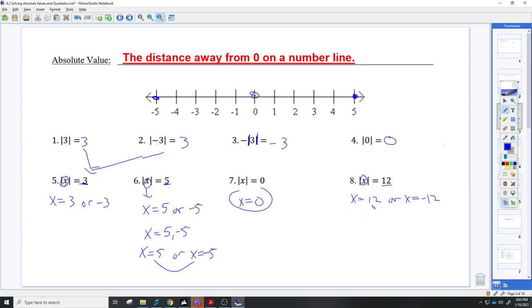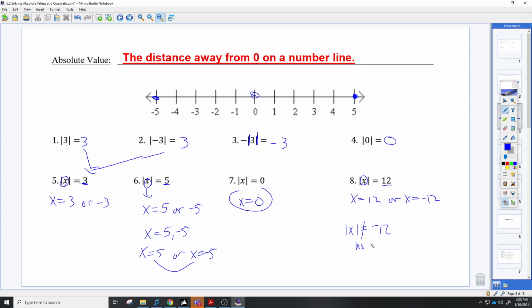Now, let's just pretend this was changed from absolute value of x equals 12 to absolute value of x equals negative 12. Can you take the absolute value of a number and get out a negative number? Well, no, that doesn't make any sense because absolute value means a distance. You're counting a distance amount. We're not going to have a negative distance. So this is actually impossible.